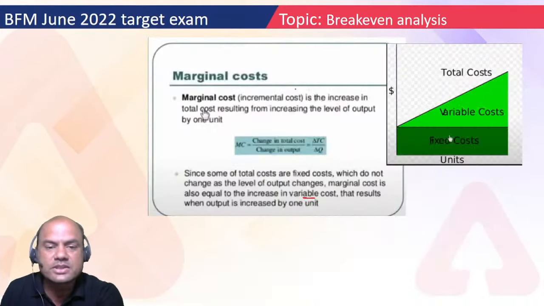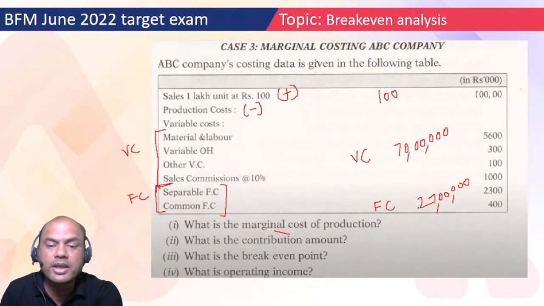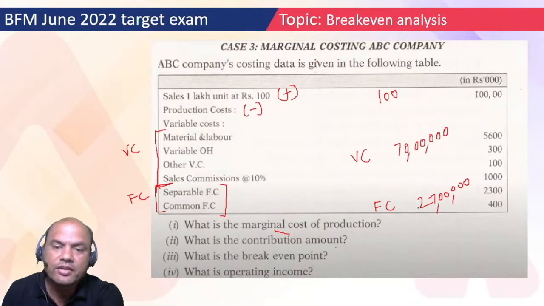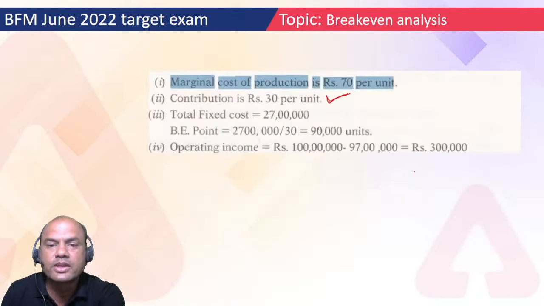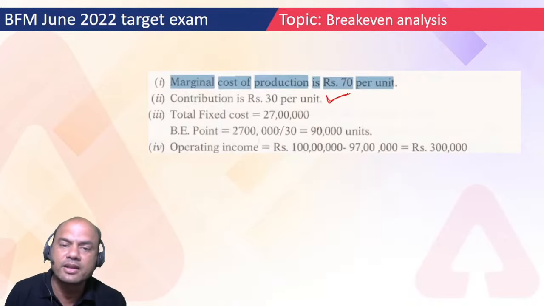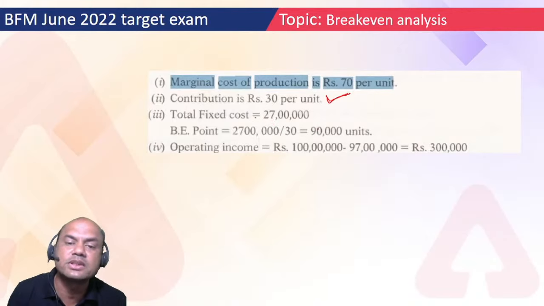What is the next question? What is the BEP? What is the formula for BEP? Just now we saw it, F upon C. What is the fixed cost? Say this fixed cost is 27 lakhs, so I'll just keep it 27, okay? C I know is 30. So what is the answer? 27 upon 30, right? Why haven't we taken these zeros over here? Because fixed cost doesn't change at all, okay?